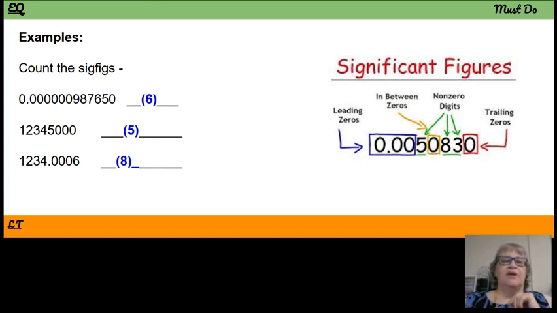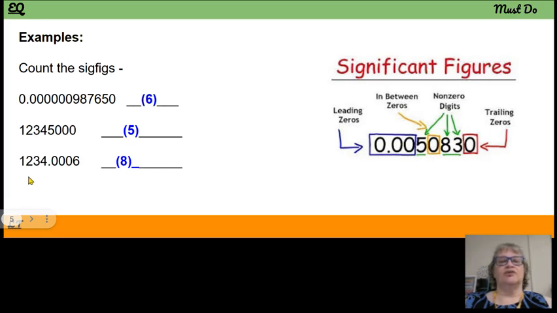If we're looking at this number, 12,345,000, the 1, 2, 3, 4, 5 are definitely significant. But the decimal point should be right here, and that means these 3 zeros are on the left. They're not significant. So there's only 5 in that particular number.